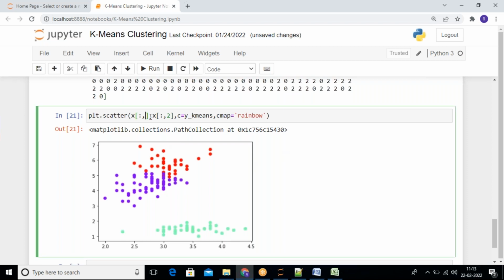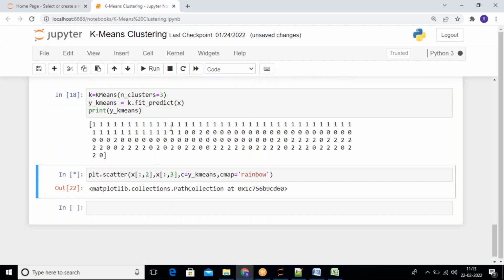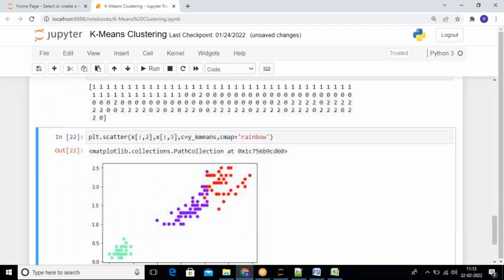Here I have made it with 2, and if you make 2, then you have to take 3: sepal length and sepal width, petal length, petal width. Let's see, look at petal length, this is making an even better cluster.